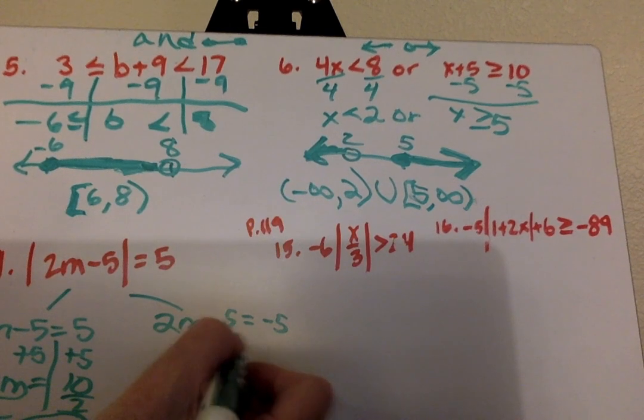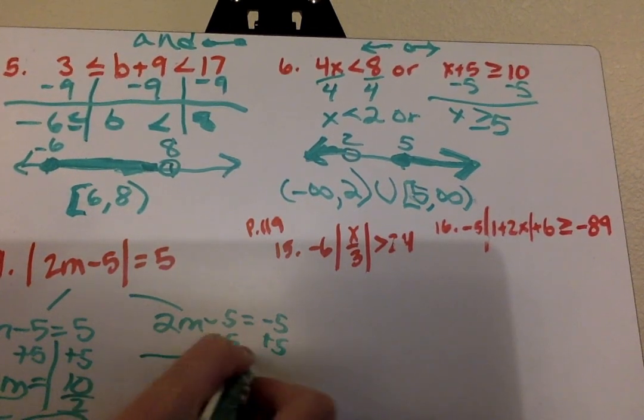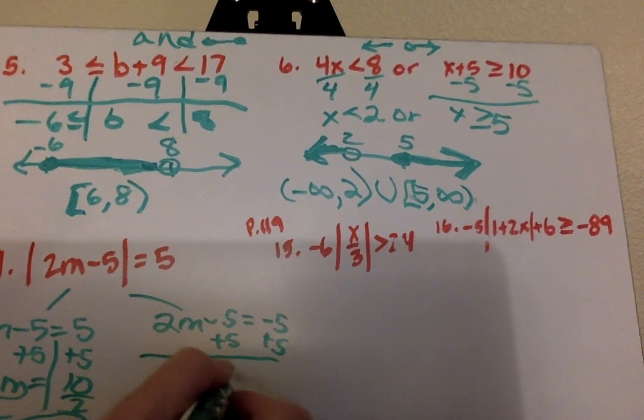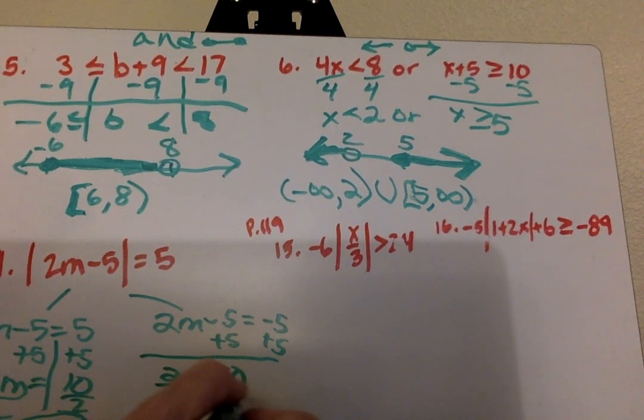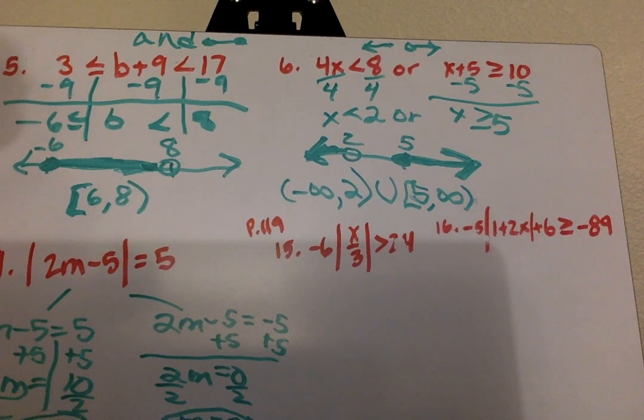Add 5 here. 2m equals 0. Okay, so our 2 solutions are 5 and 0. Is that right? Okay. All right, so then we put it in the number line set, and we put 0, comma 5.